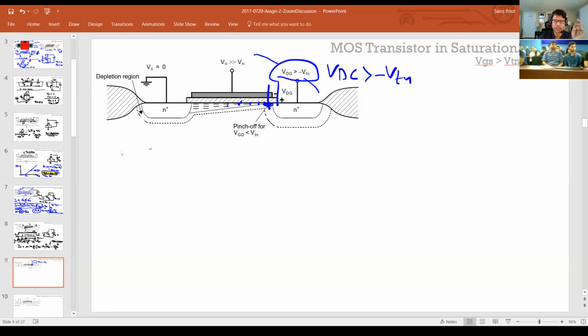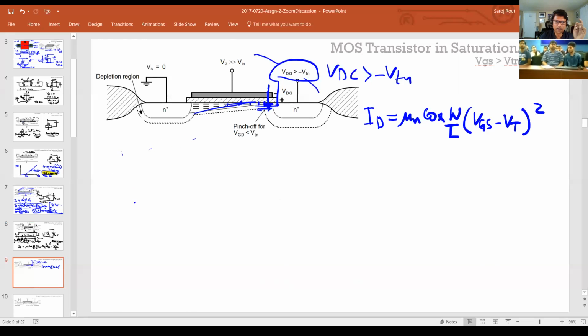Now, what it means is that you have a channel here, but no channel here, but you have an electric field. So these currents will go through the electric field. You'll still have conduction, but it will be a constant conduction, right? So now you'll have ID equal to mu n Cox W over L times VGS minus VT squared. So you can see the VDS term is gone here.